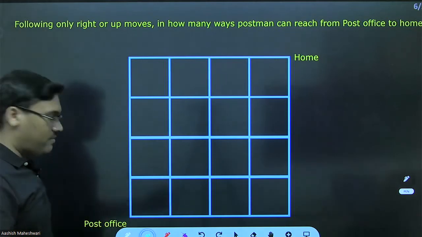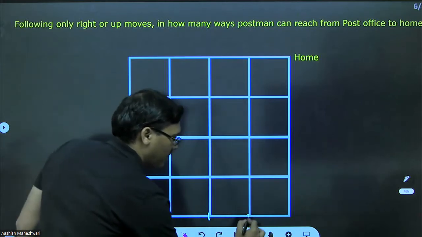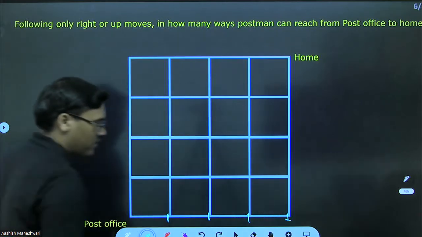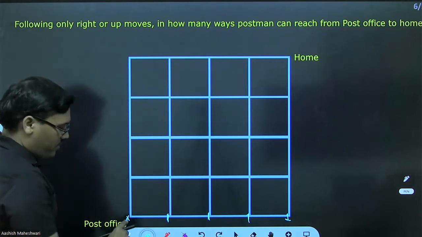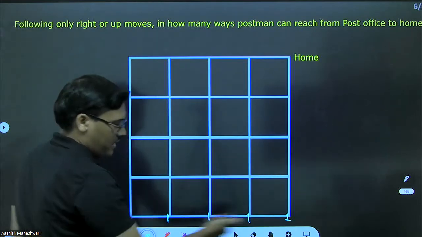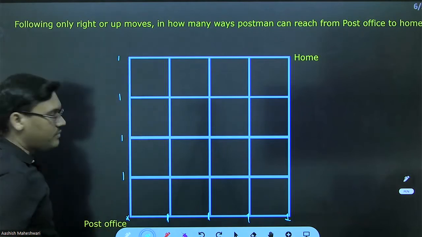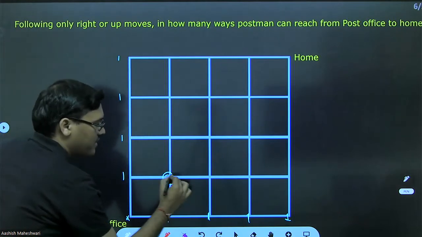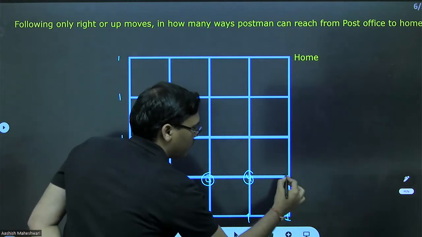You can just start 1, 1, 1, 1. What is 1, 1? These are the number of ways from here. Let's say the person is starting here. From here to here, only one way at any point, right? Same here, 1, 1, 1, 1. Now, total number of ways to reach this, 3, 4, 5.